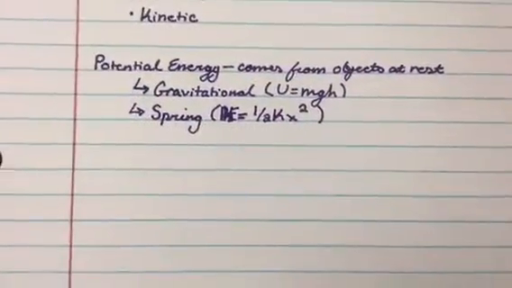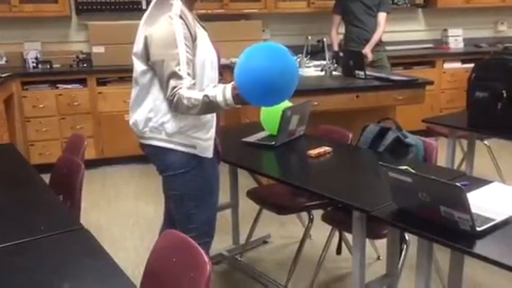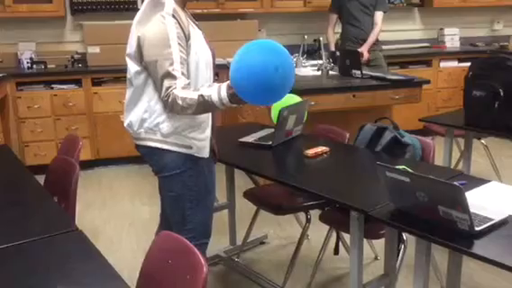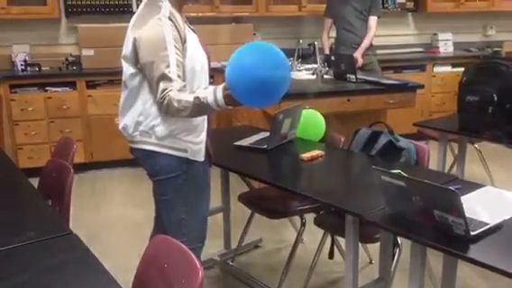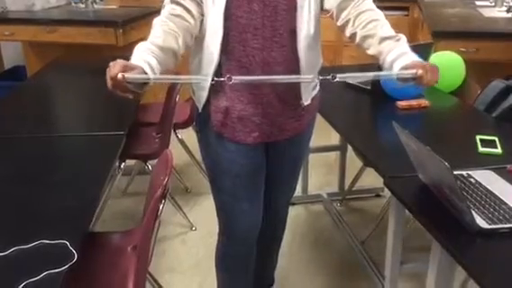Potential energy is the kind of energy that comes from an object at rest, and there are two kinds of potential energy. The energy that comes from height is gravitational potential energy, which has the formula U equals mgh. The next kind is spring potential energy, which is the energy that comes from a spring, and the formula is PE equals 1/2 kx squared.